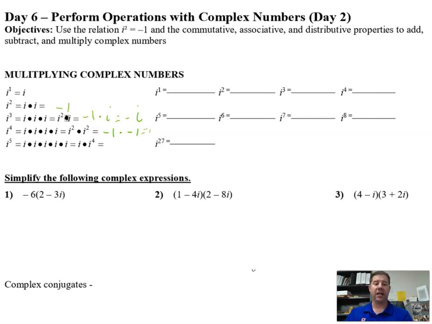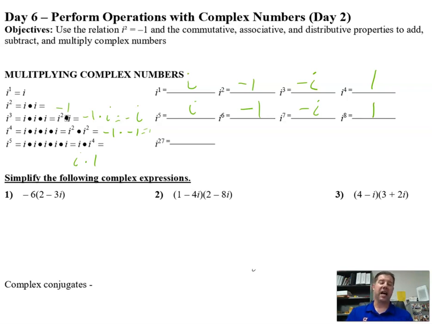Alright, so let's go back and look here. i to the first, we said is i, i to the second is -1, i to the third is -i, i to the fourth is 1. i to the fifth would be i to the fourth times i, or i times 1, which is i. And if you keep going here, you're going to see that, hey, there's kind of this little pattern that happens. I get i, -1, -i, 1. i to the sixth would be -1. i to the seventh is -i, and i to the eighth is 1. Okay? And this pattern is just going to sit and repeat and repeat and repeat.